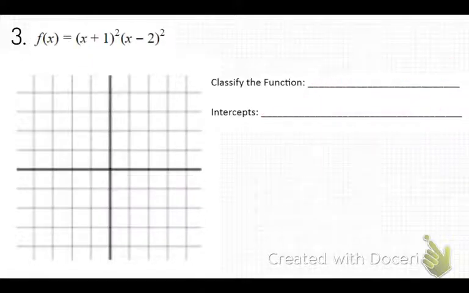Okay, number 3, it says f of x equals x plus 1 quantity squared times x minus 2 quantity squared. What is that degree? 4th degree. And what's that name? Quartic. Perfect. Not quadratic. Please don't say quadratic. We had a lot of that yesterday, but not so much today.